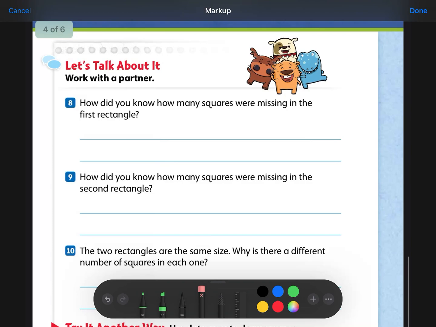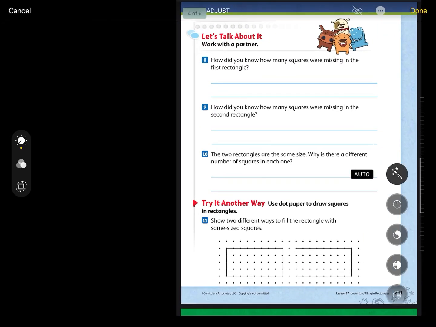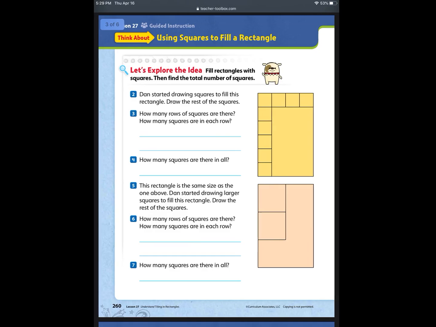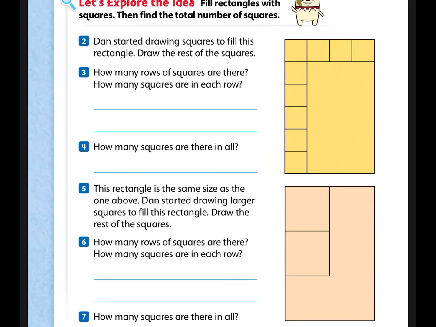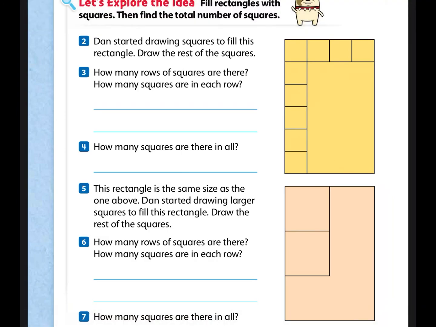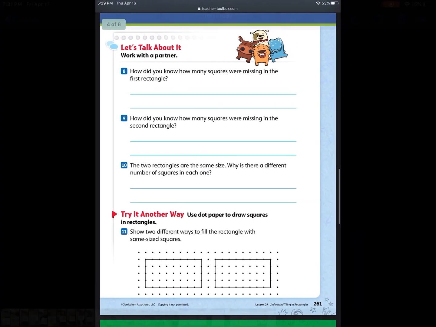How did you know how many squares were missing in the first rectangle? So let's go back to that page 260 and we see this first rectangle. So what we did was we just pulled across for each row. We drew a line for each row and then we drew a line for each column. So that way we were able to fill in the rest of the chart. So let's go write that answer down on this page.